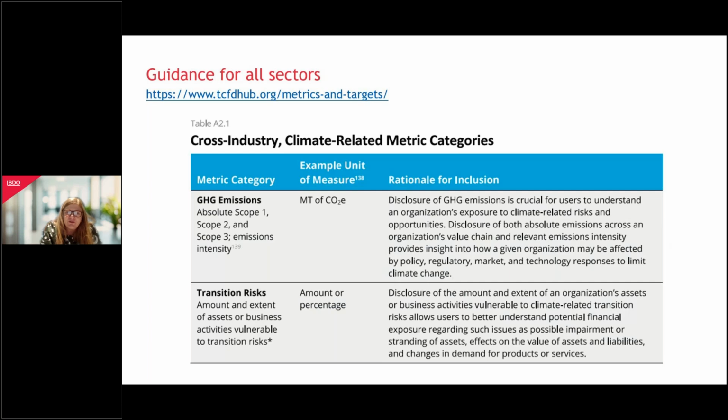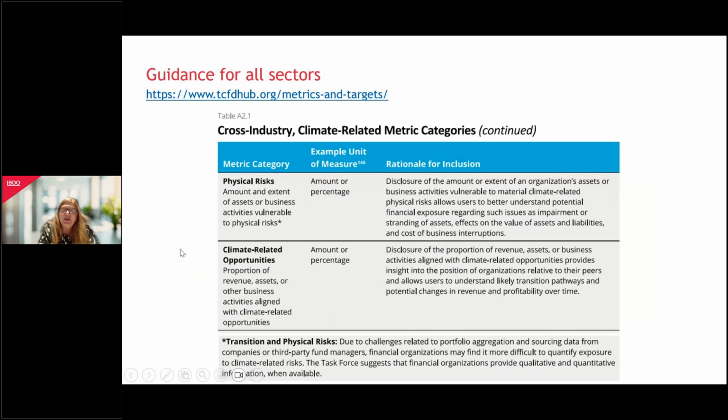But also, if you look at transition risks, we look at the amount and the extent of assets or business activities that are vulnerable to transition risks. This could be an amount of assets, a percentage of assets, or a percentage of the business that we think is vulnerable to transition risks. So I think that's another important metric to consider. If you look at physical risks, again, the amount and the extent. It could be a dollar amount, or a percentage of your assets or your business activities that are vulnerable to physical risks.